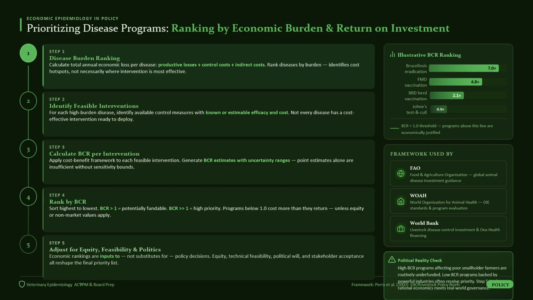Above 1 is potentially fundable. Well above 1 is high priority. But step five is where reality bites. Economics is an input, not the final word. Equity, feasibility, and politics reshape the list. High-return programs for poor smallholders get underfunded, while low-return programs with powerful backers get prioritized. Groups like the FAO and World Bank use exactly this framework.